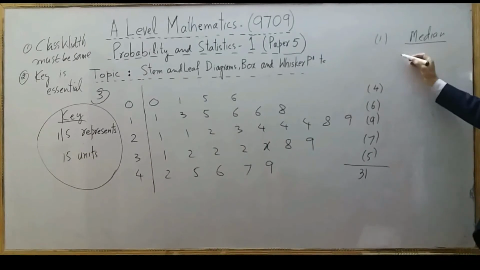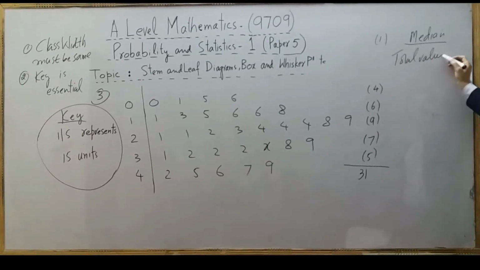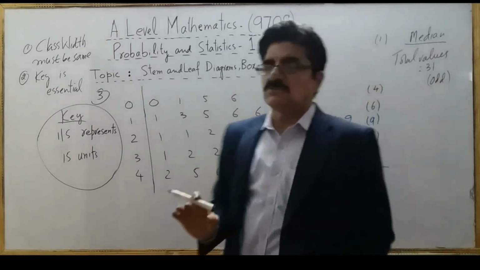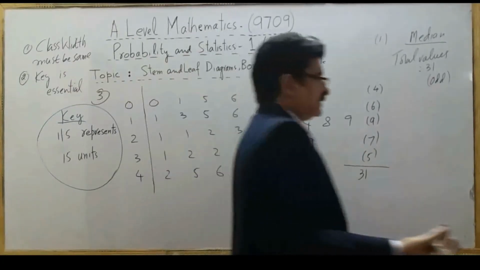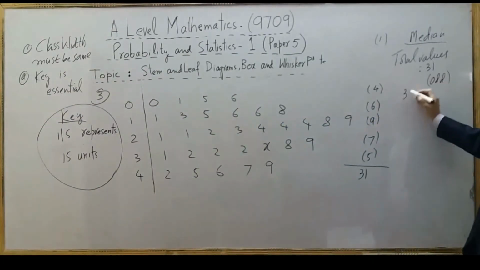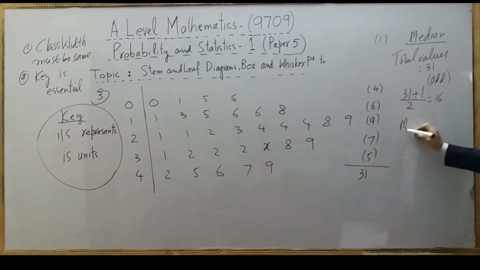So the total number of values is 31, which is odd. Now when we have an odd number of values, as we have learned in lower classes, how will you find the median? You will find this value, which is 16. So the median will be the 16th value, which is the middle value.